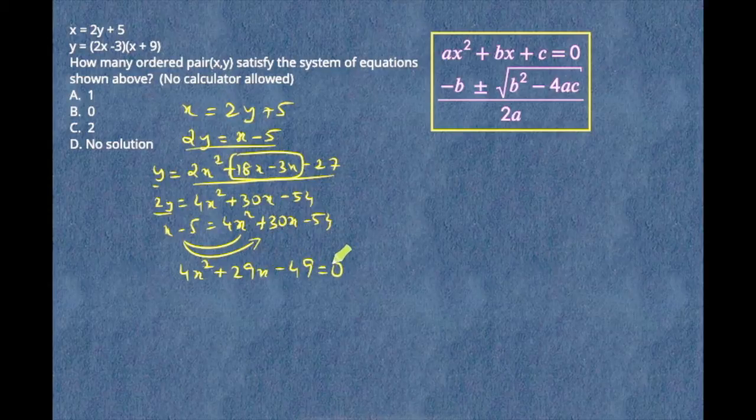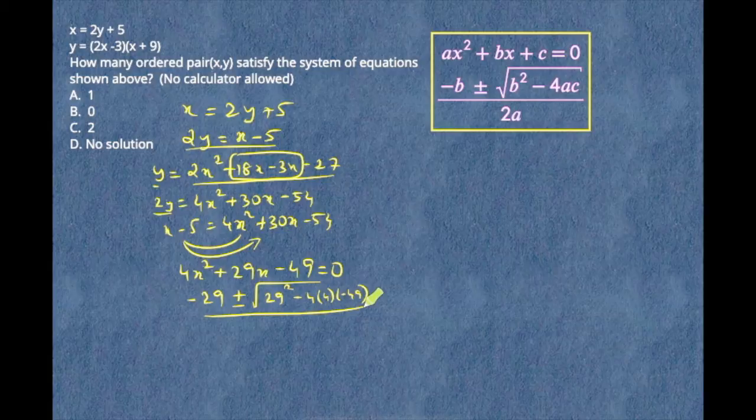So now if you look at it, this is exactly similar to the formula which I have given, ax squared plus bx plus c equals 0. So now let's solve for x. Minus b, which will be minus 29, plus or minus square root of b squared, which is 29 squared, minus 4ac. So this will become minus 4 times 4, and then c is minus 49, divided by 2a, which is 8. Now this becomes a positive number because minus and minus becomes a positive number.